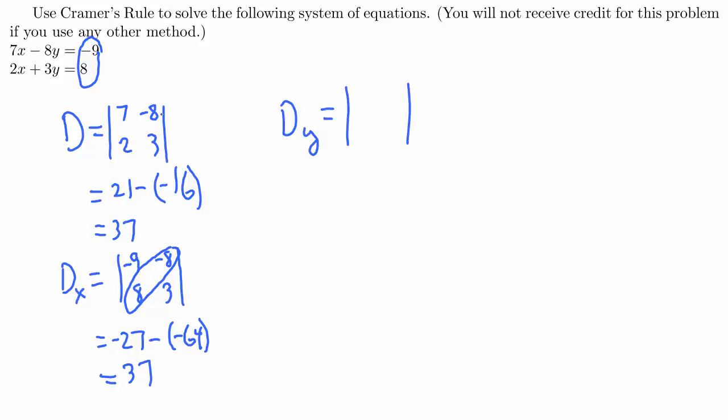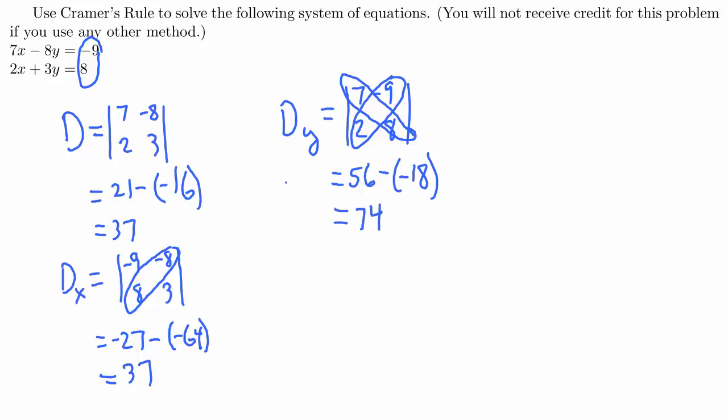And now I need to find D sub y. Well, I go back to the original D matrix. The y column is what's going to change this time, which means that the x column stays the same as 7 and 2. And again, it's replaced by this equal column, which is negative 9 and 8. Now figure out the determinant of this matrix. So 7 times 8 is 56, and minus 2 times negative 9, which is negative 18. 56 minus negative 18 is 56 plus 18. Oh, what is that? 74? Yeah, 74.